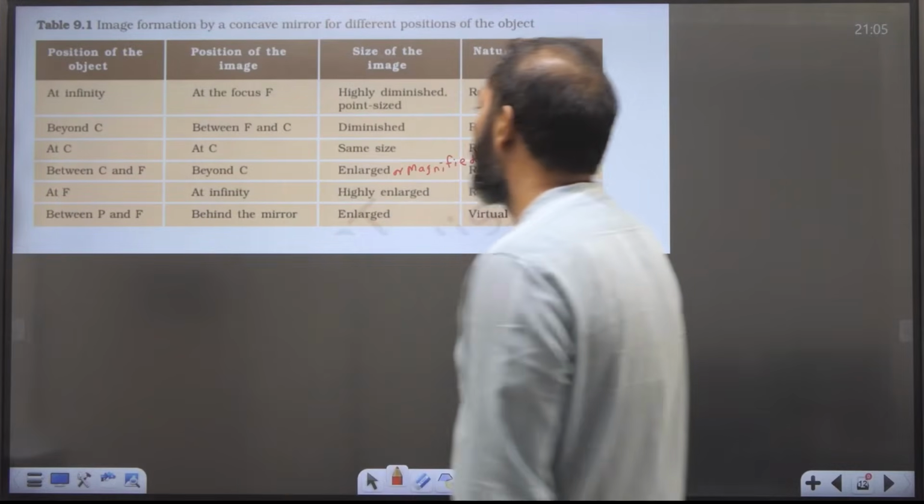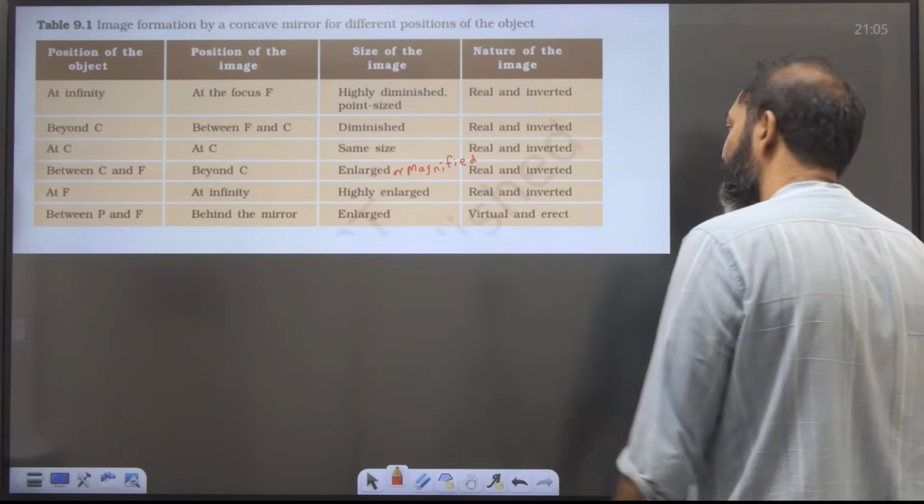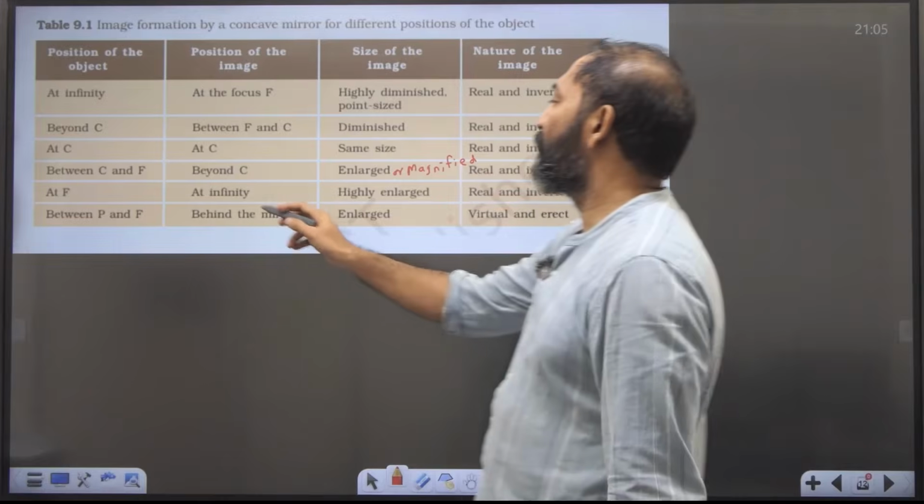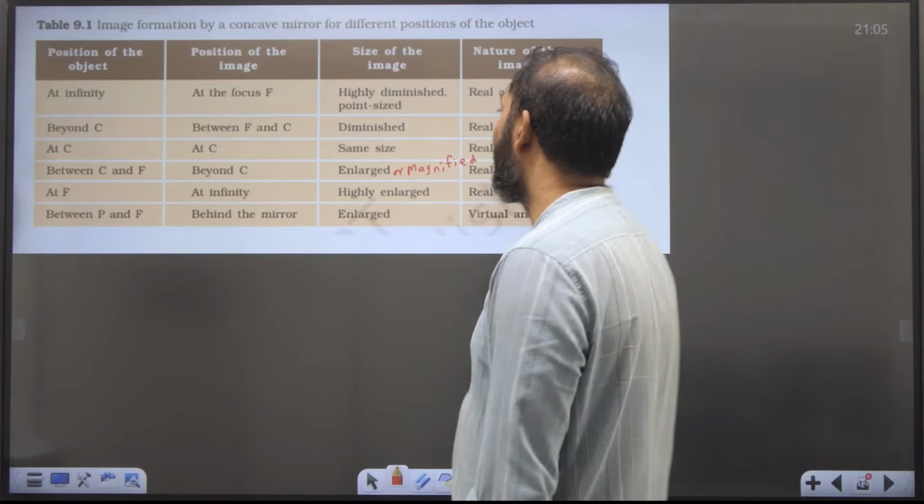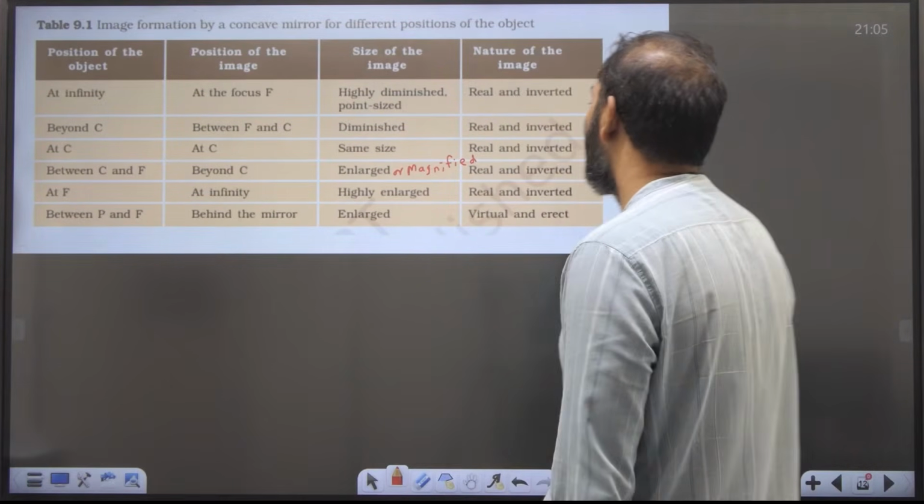Then next case, object at the principal focus. What is the position of image? At infinity. Highly enlarged, real and inverted.